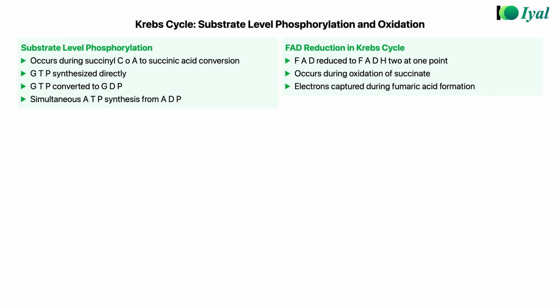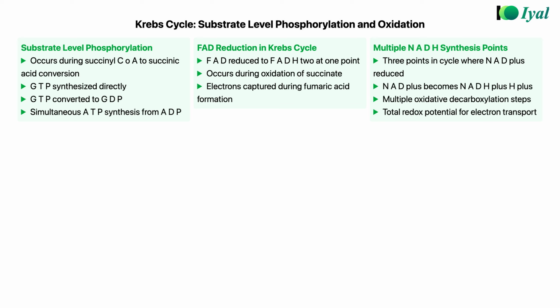Now FADH2 formation. During the conversion of succinic acid to fumaric acid, electrons are removed and captured by FAD. FAD becomes reduced to FADH2. This happens at one specific point in the cycle. FADH2, like NADH, will later donate its electrons to the electron transport system to make ATP.